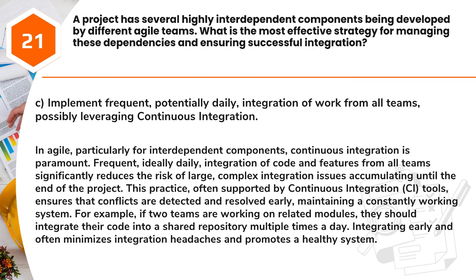Answer, C. Implement frequent, potentially daily, integration of work from all teams, possibly leveraging continuous integration. In Agile, particularly for interdependent components, continuous integration is paramount. Frequent, ideally daily, integration of code and features from all teams significantly reduces the risk of large, complex integration issues accumulating until the end of the project.